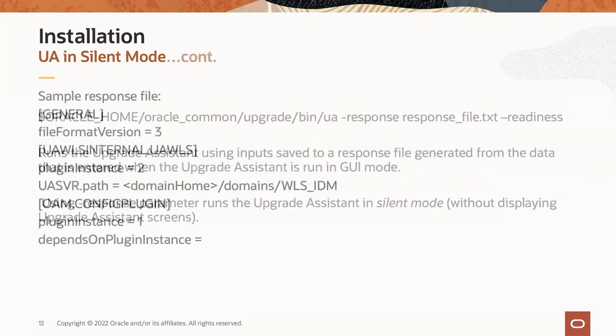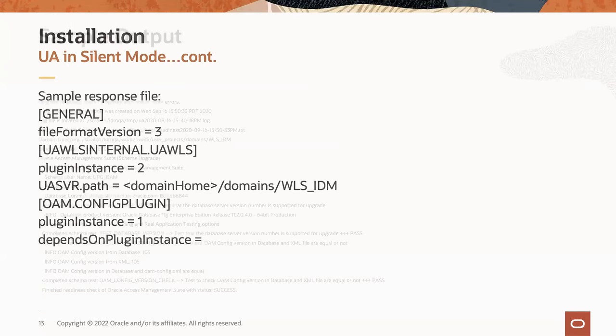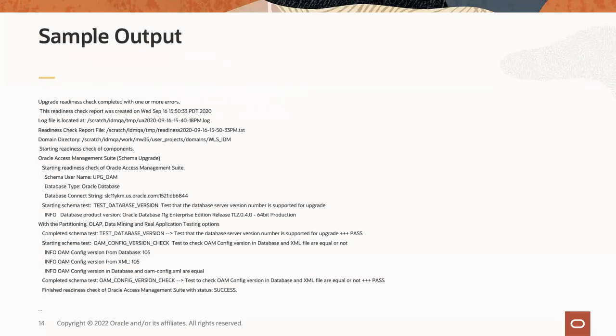So this is a sample response file where you can see you provide the domain name, etc., some environment specific information that you provide to run the UA in the silent mode. This is a sample output.